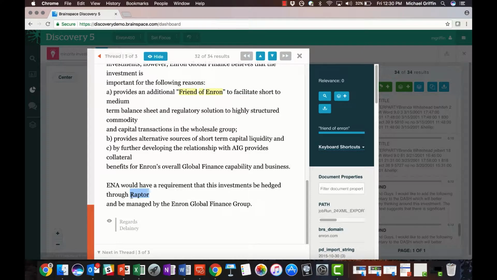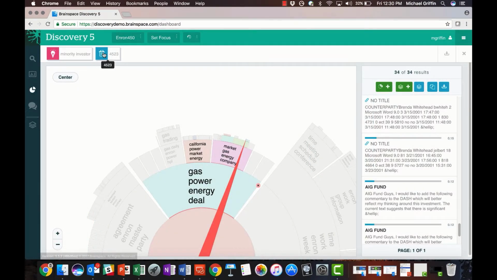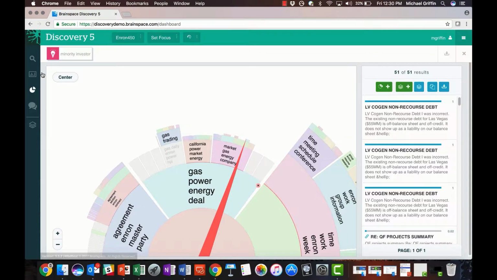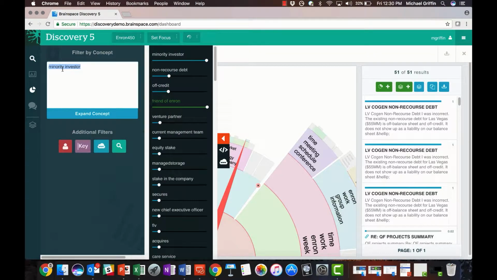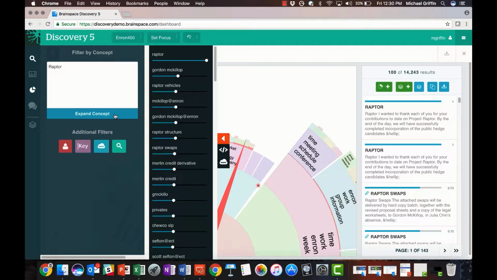So we're going to go ahead and take Raptor, and we're going to copy it into our concept search. And first, we're going to remove that cluster filter. We'll go back over to our search, plug in Raptor, and then expand on that concept. I'm going to pause here for just a second to highlight how some of these other things that are tied to Raptor are surfaced in the concept search. So we can see Gordon McKillop's a person tied to Raptor. We've got Raptor Structure, Swaps, Merlin Credit was the finance vehicle.